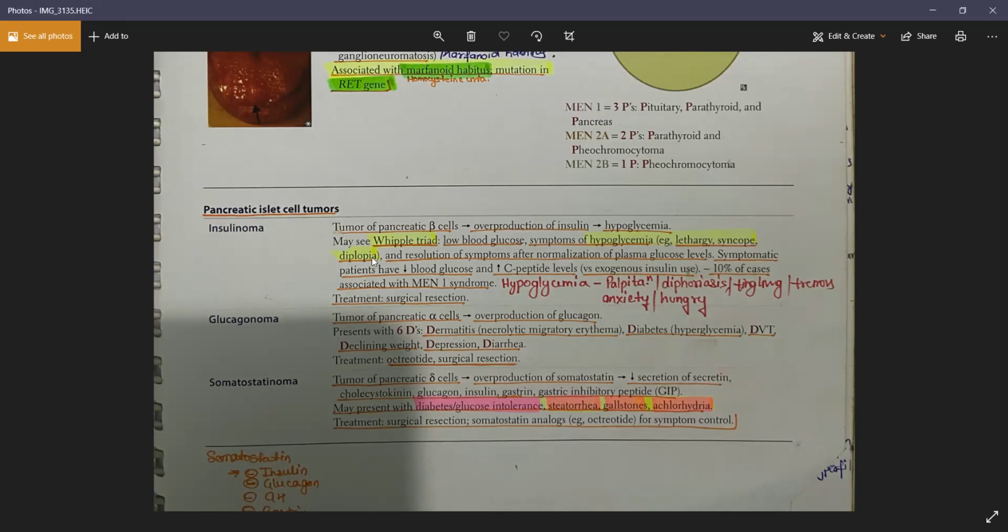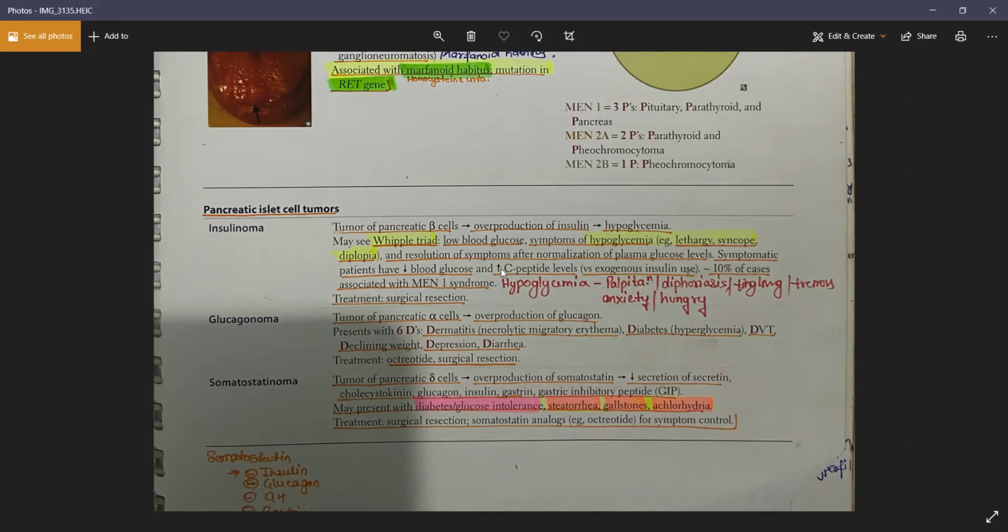Okay, so what are the symptoms of the insulinoma? You will have a low blood glucose, and because of the hypoglycemia, you will have an activation of the sympathetic system. So we'll get the sympathetic symptoms like palpitation, diaphoresis, tinglings, tremors, anxiety, hunger, sweating. These are symptoms of hypoglycemia which you will get along with the insulinoma. You will get resolution of the symptoms after the blood glucose levels become normal. So symptoms would be just for the hypoglycemia only.